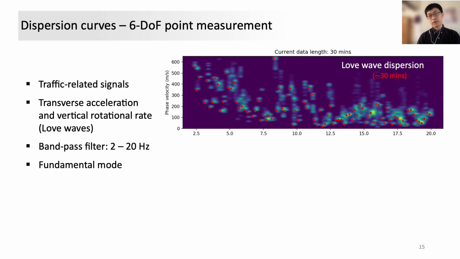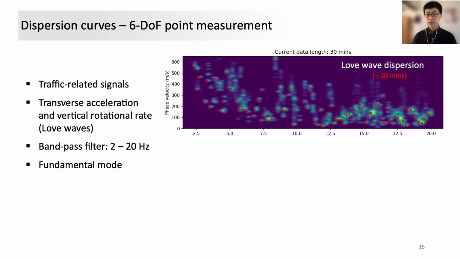Finally, we can use the estimated source directions for each time window and rotate the translational and rotational motions into radial and transverse components so that we can extract the dispersion curves based on the amplitude ratio formula we introduced before. Here, we only show the estimated Love wave phase velocities at each narrow frequency band.